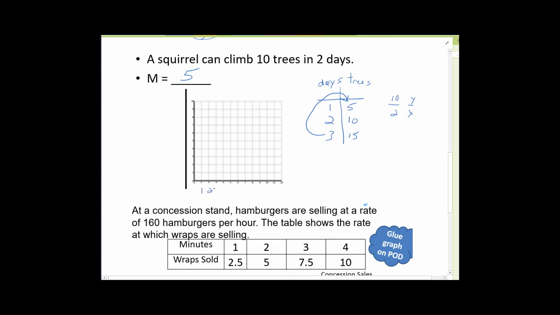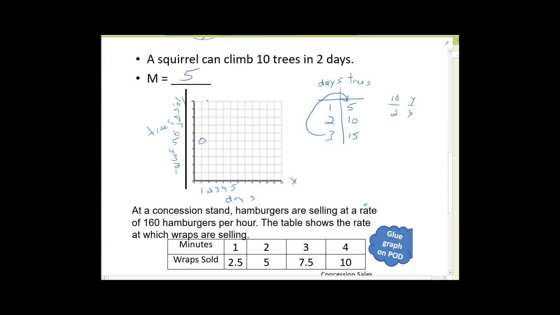So let's go 1, 2, 3, 4, 5. That's my x down here, which is days. And then trees over here, which is my y. And so let's go 1, 2, 3, 4, 5, 6, 7, 8, 9, 10. So in 1 day, he does 5 trees. 1, 2, 3, 4, 5. Boom. In 2 days, he goes 10.